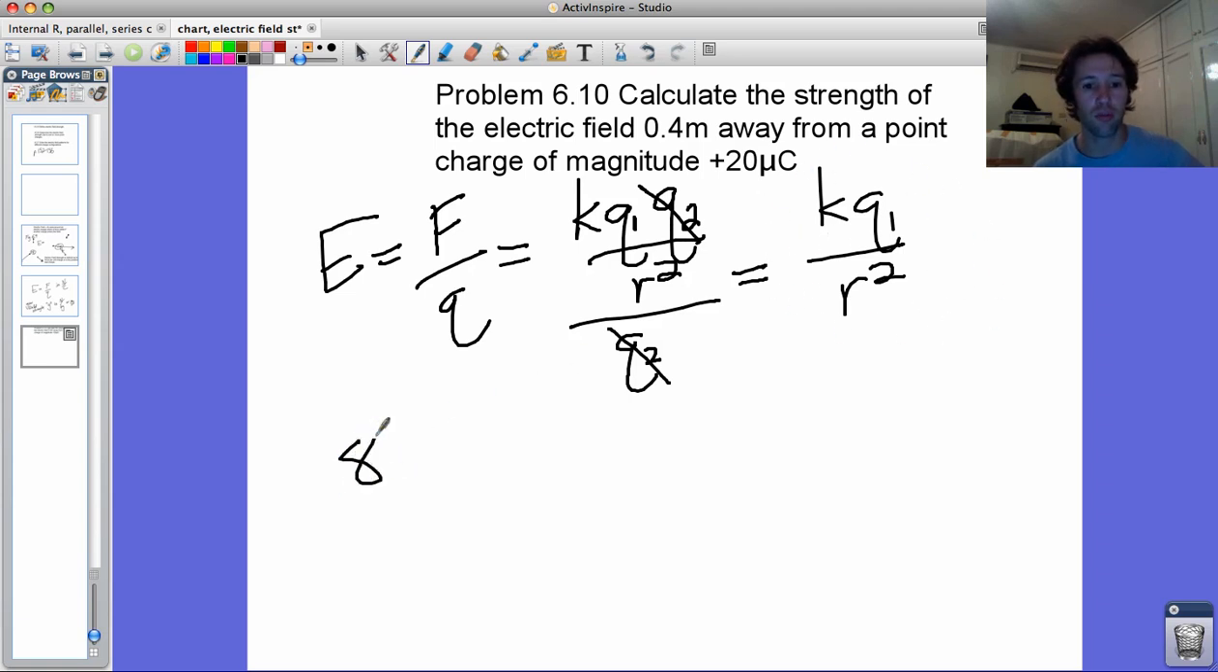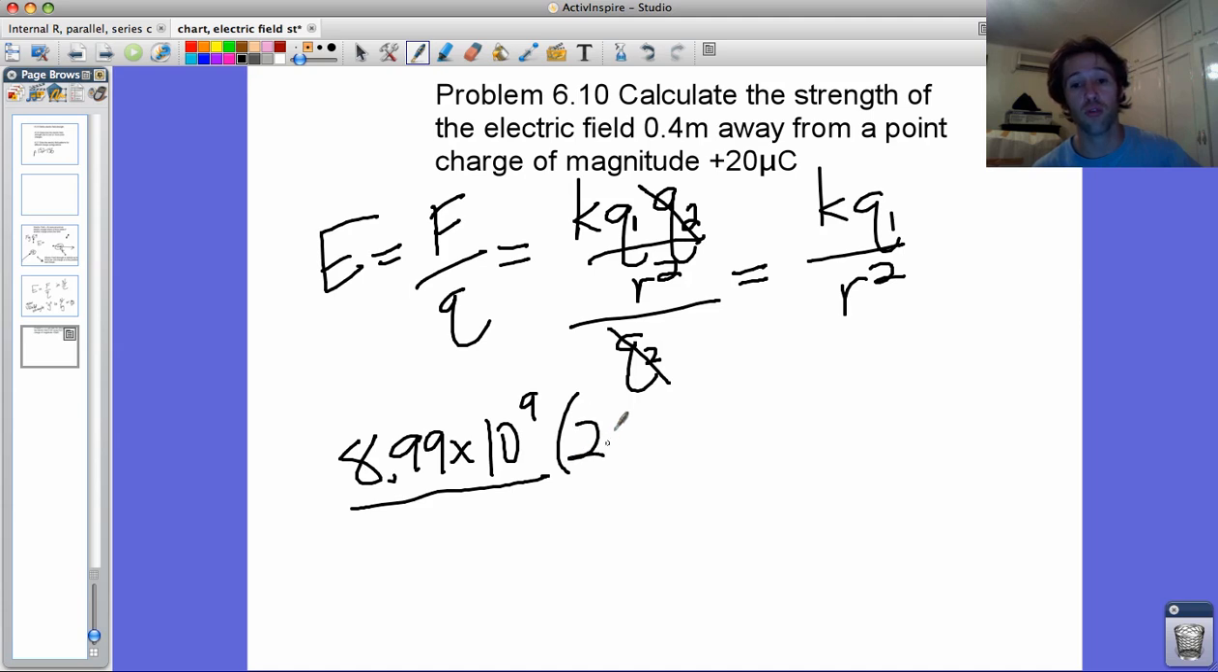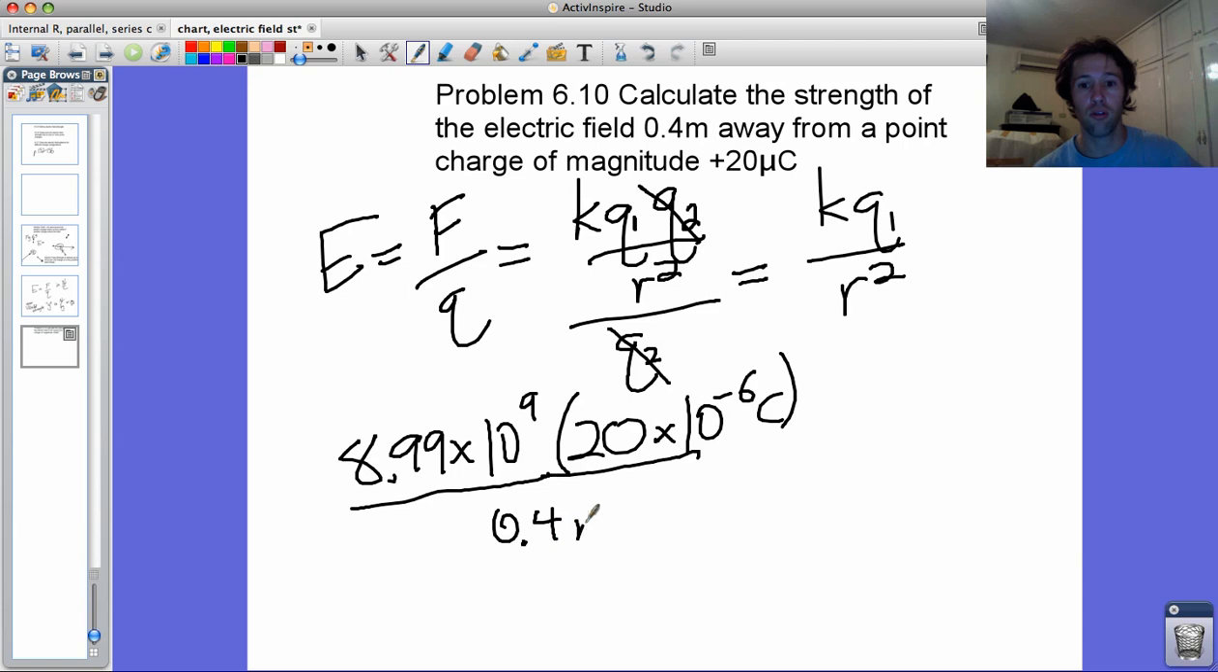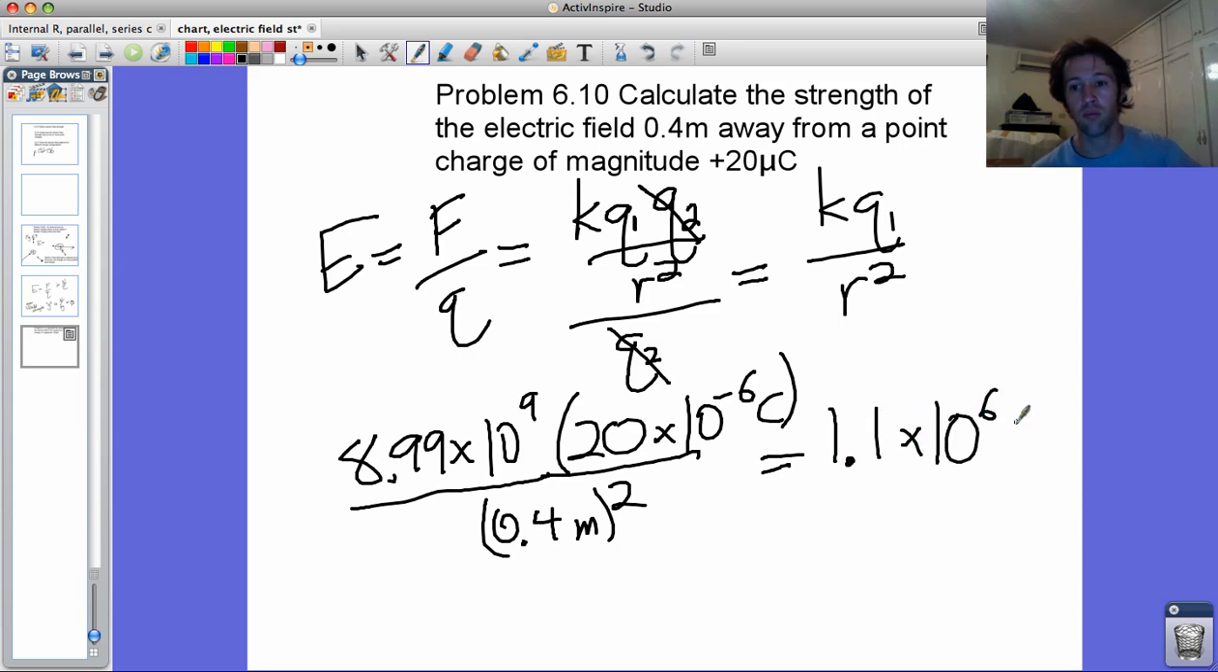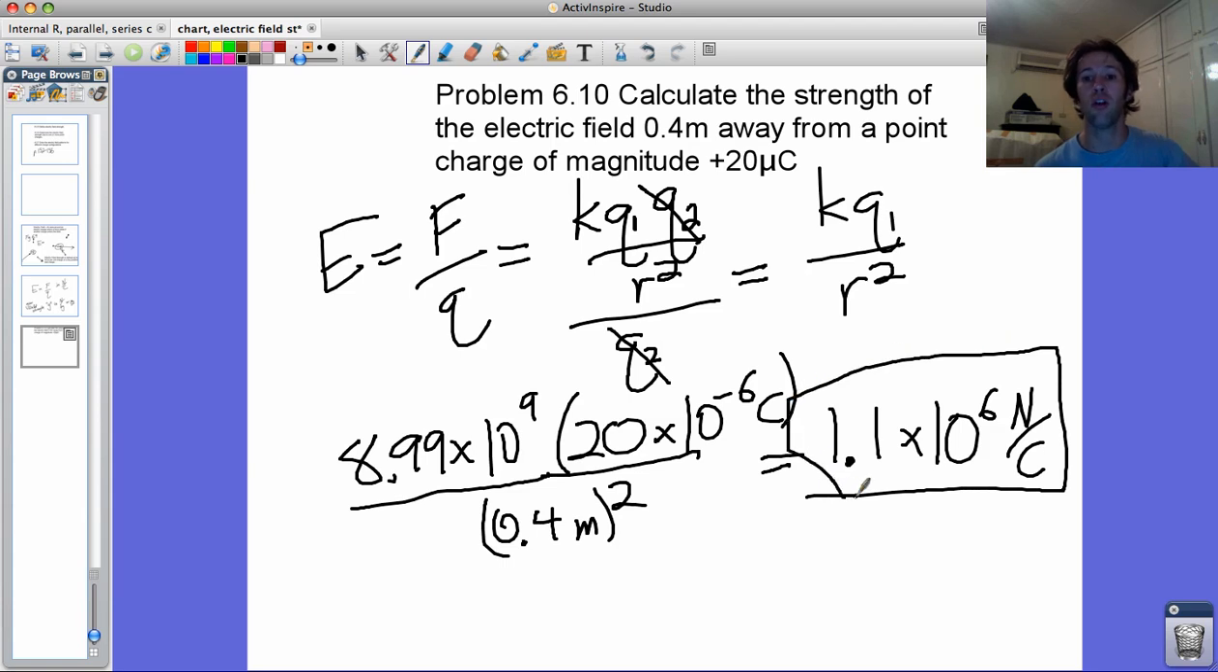Then you just fill in the numbers. k, this is 8.99 times 10 to the 9th. Charge is in microcoulombs, so we've got to go times 10 to the negative 6th. And it's all over a distance of 0.4 meters squared, and then you end up with a giant number, like 1.1 times 10 to the 6th. With electrical field strengths, you will often have large numbers.